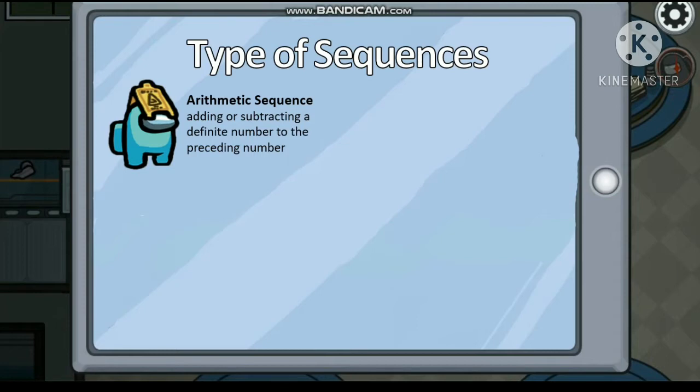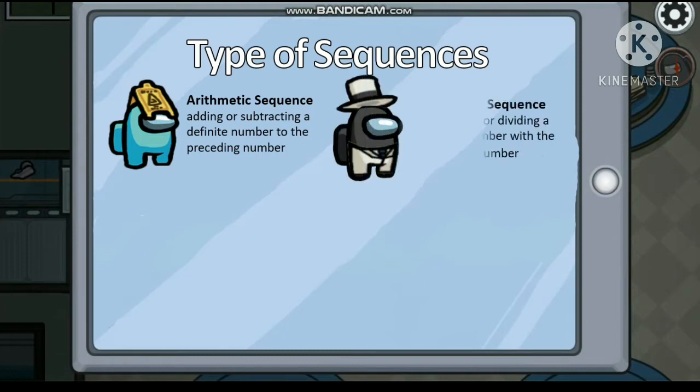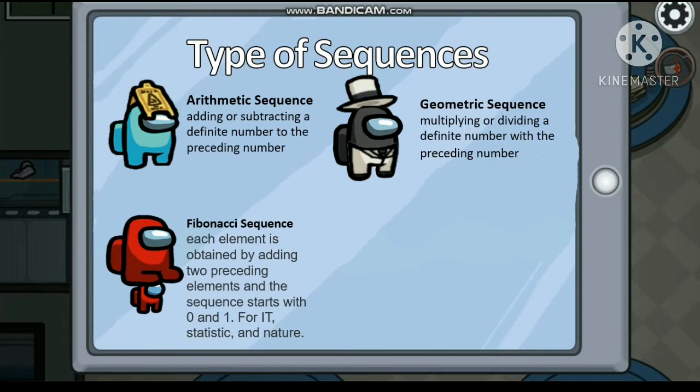The first is arithmetic sequence. Arithmetic sequence is a sequence in which every term is created by adding or subtracting a definite number to the preceding number. And then second is geometric sequence. Geometric sequence is a sequence in which every term is obtained by multiplying or dividing a definite number with the preceding number.